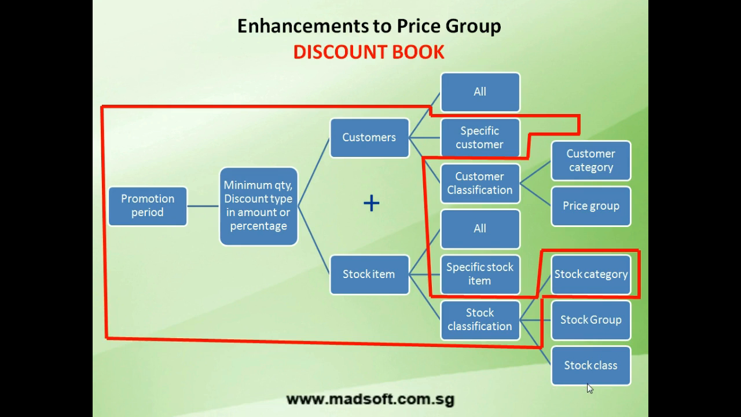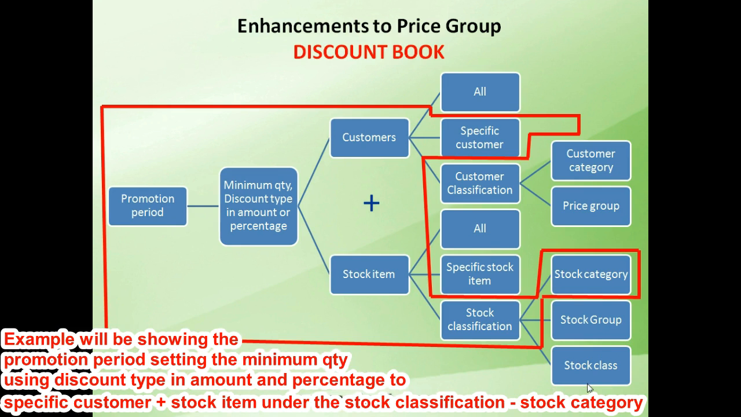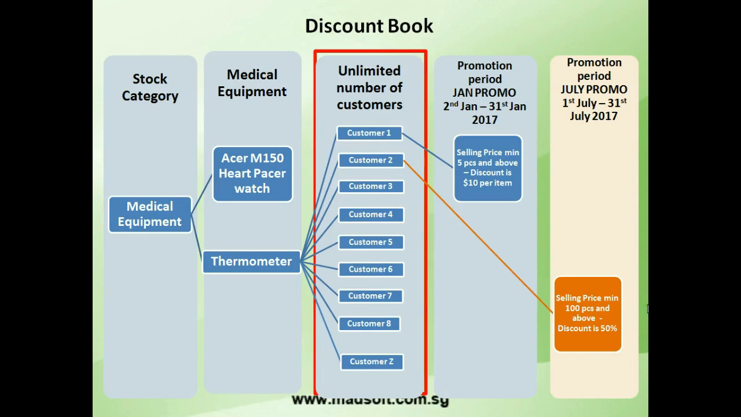And in our example, we'll be using a promotion period, setting the minimum quantity, the discount type in amount or percentage with a customer, particular customer, and by stock classification by the stock category. The MadSoft discount book feature allows us to use the stock item by the stock category, using it with unlimited number of customers with unlimited promotion periods. So now let's watch the next video to see how we are able to use this discount book feature.